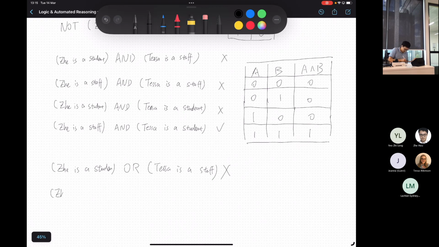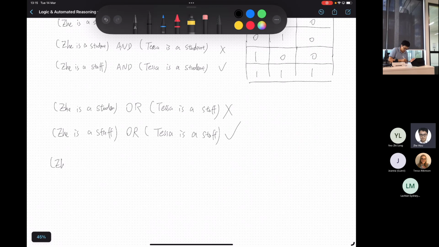Now, Z is a staff or Tessa is a staff. Now, what about this one? So the left-hand side is true, the right-hand side is false. True or false, you get true.